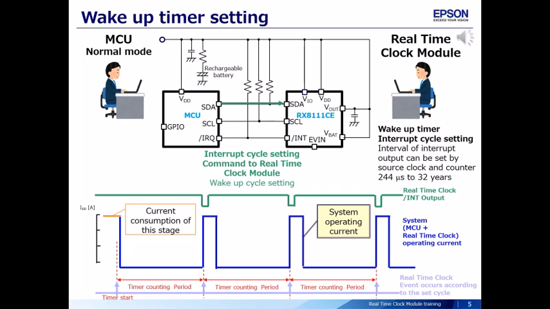This page shows the wake-up timer setting. The MCU sends the interrupt cycle setting command to the real-time clock module. The interval of interrupt output can be set from 244 microseconds to 32 years by the source clock and counter. The current consumption in this part is the orange color line.